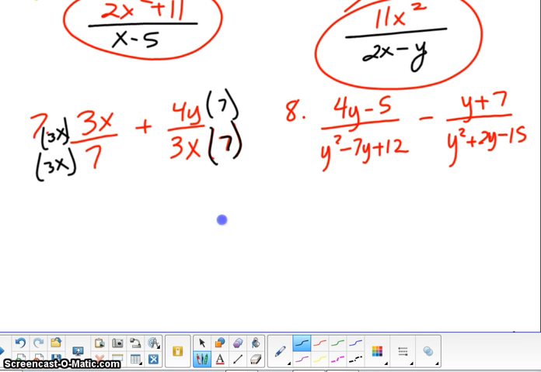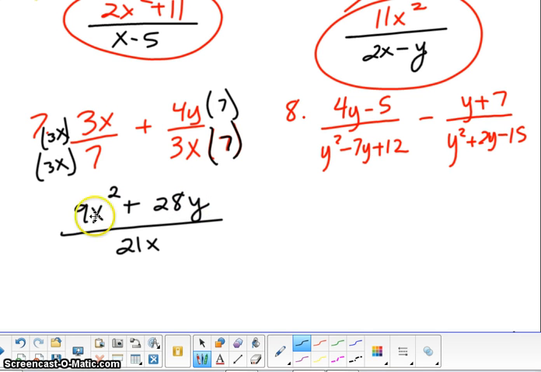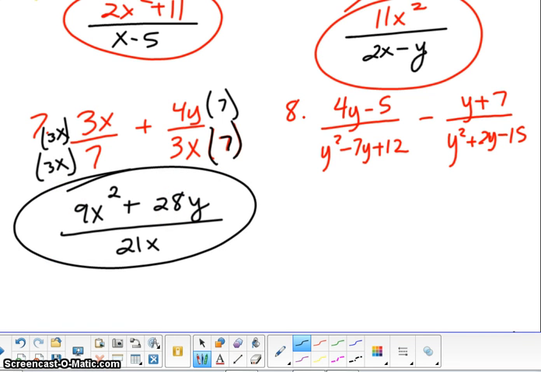Okay, so everything is over the common denominator of 21x, and then 3x times 3x is 9x squared, and then 4y times 7 is 28y. It does not look like there's anything that factors. 9 and 28, there's no common factor there. So that is going to be your final answer.